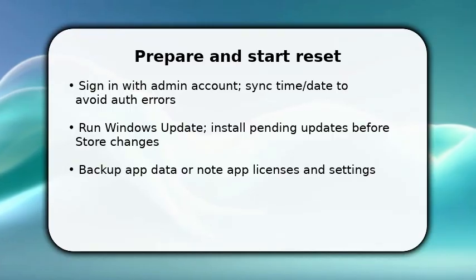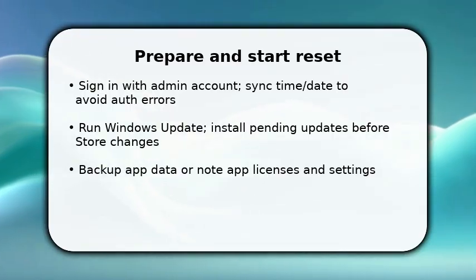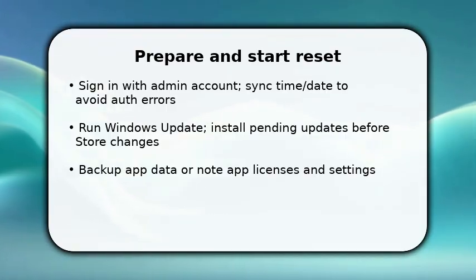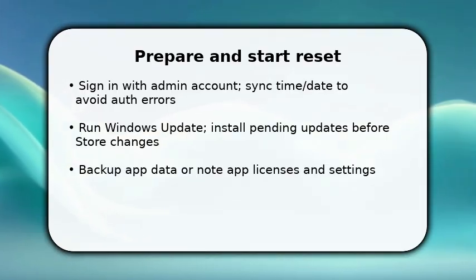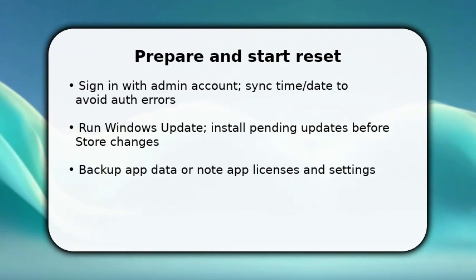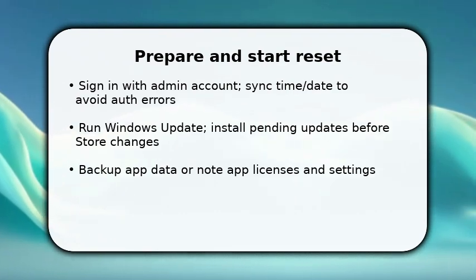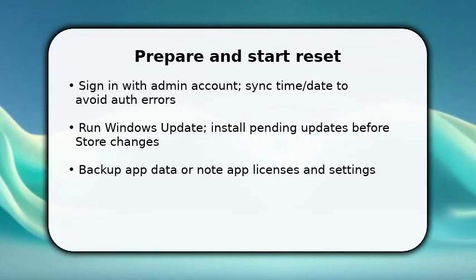Once done, open Settings and run Windows Update to install pending patches because the store depends on core OS components. Make sure to back up app data or note licenses so you can restore configurations. These quick steps remove common blockers and let you proceed to targeted store fixes without wasting time on basic setup.